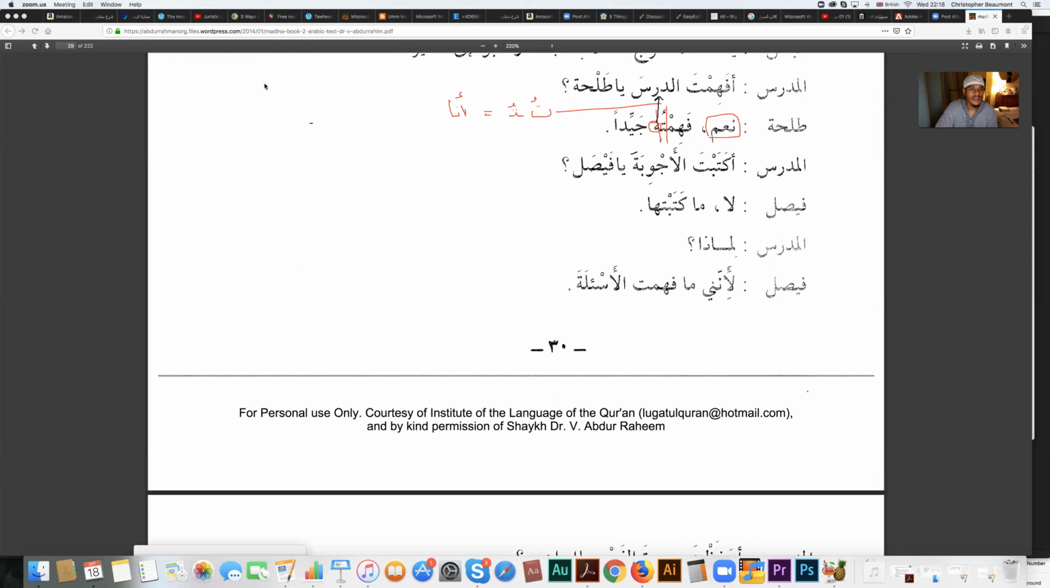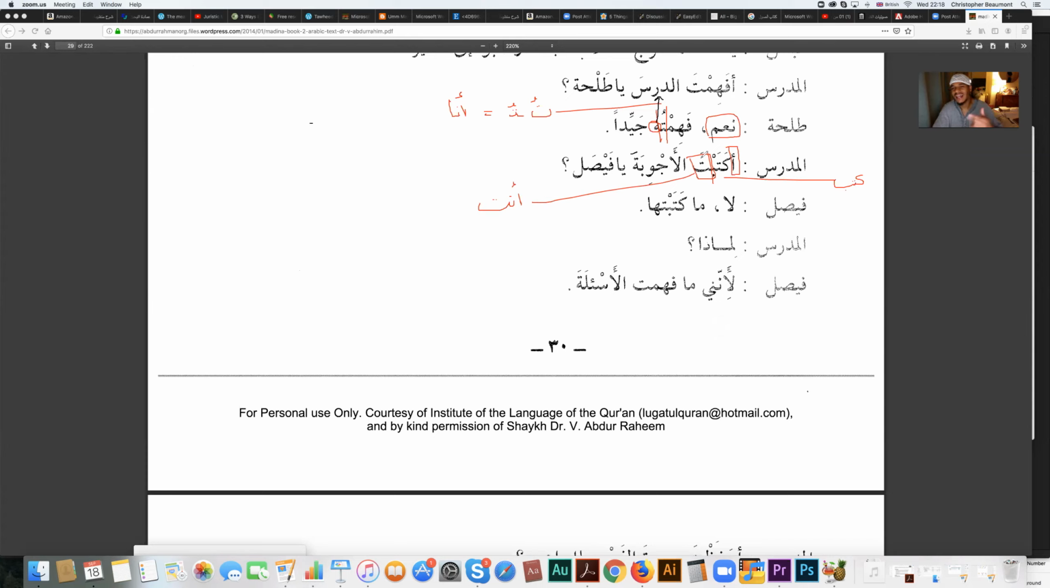أكتبت أجوبة تا. Here again we have Hamza al-istifham, the Hamza of asking questions. Then we've got the verb here, كتب, which you all know means or can mean to write, or he wrote. And then we've got the attached pronoun ta, which coincides with anta. Hope that makes sense, guys.